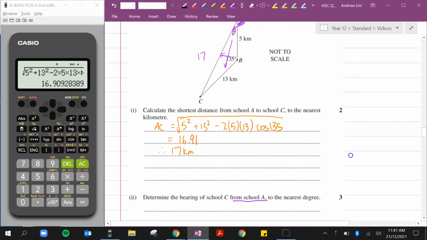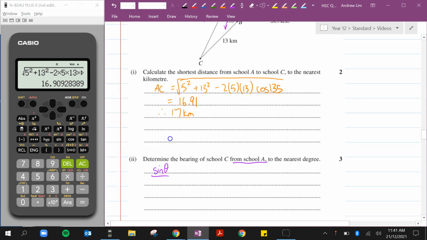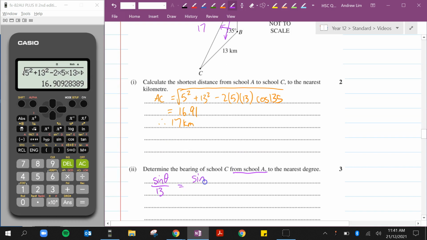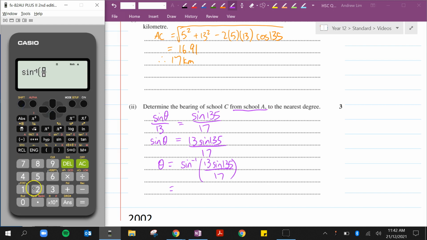Alright. So because we are working out an angle, I'm going to have the angle at the top. So sine theta over 13 is equal to sine 135 over 17. So sine theta is therefore equal to 13 sine 135 over 17. So theta has to equal the inverse sine of all of that. 32.73. I'm just going to write 7 degrees.